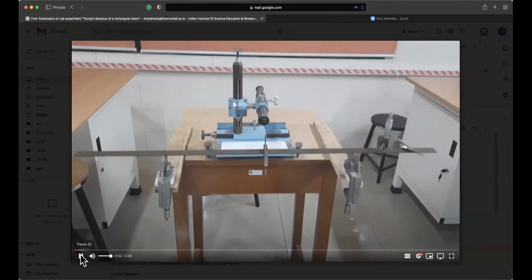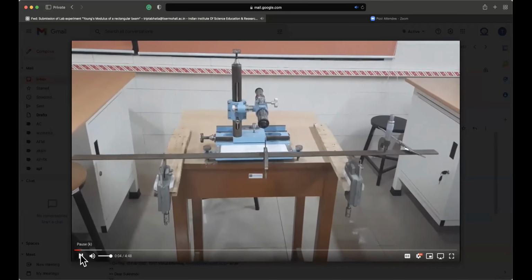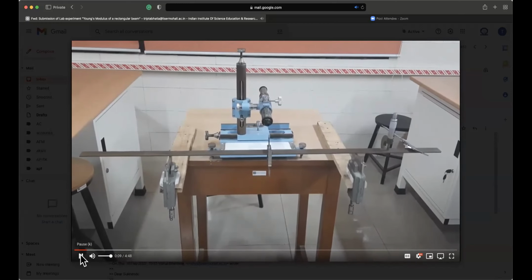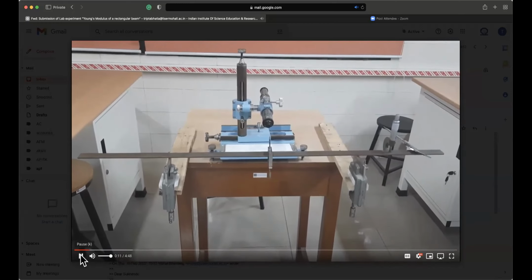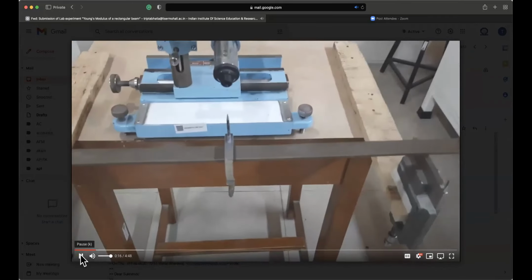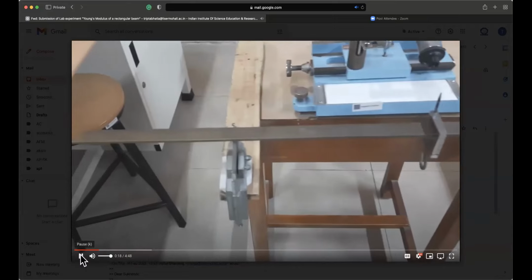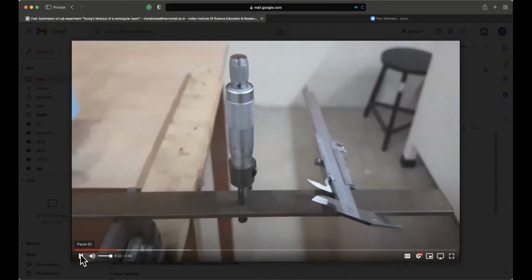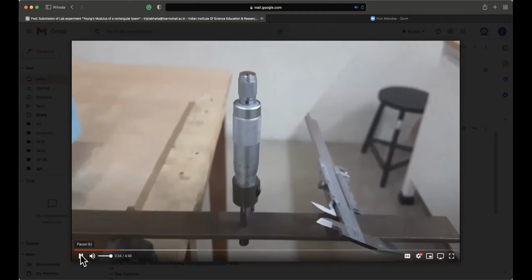Hello everyone. So this is the experimental setup of determining the Young's modulus using the rectangular beam. So you can see here the setup. Let's first focus on this rod. This is a rectangular beam, you can see here. It has a finite breadth, so we will try to measure it using the vernier caliper here. And again, it has a very small width, so we will find this width using the screw gauge.